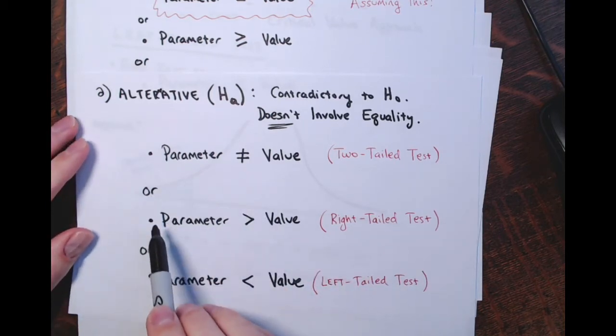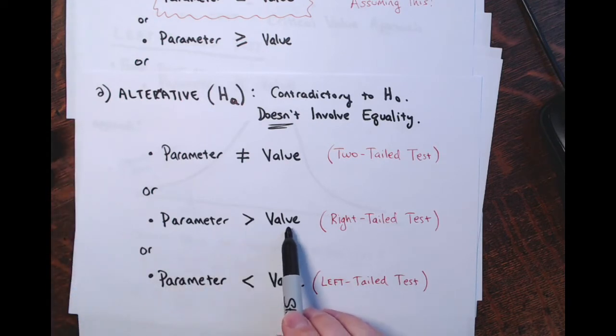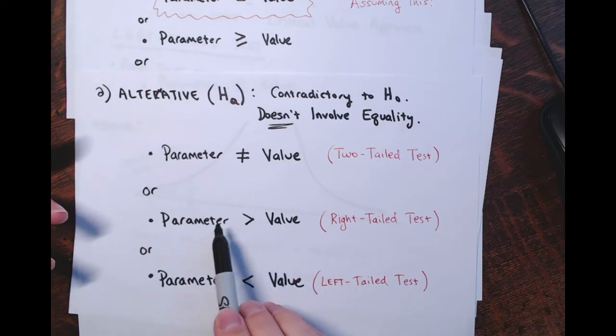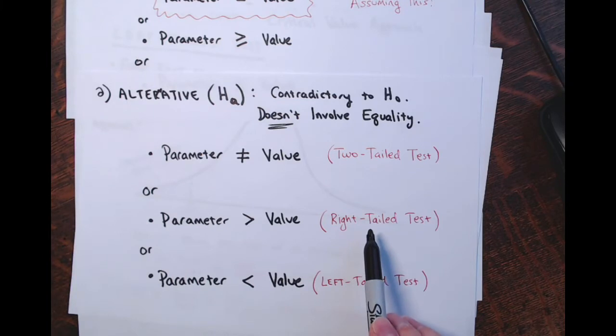Whereas if the alternative hypothesis is that the parameter is greater than some value, well, that's being strictly to the right of some value. So if your alternative hypothesis is looking like this, then you're said to be performing a right-tailed test, which is an example of a one-tailed test, right? A right-tailed, you're on one side of a value.